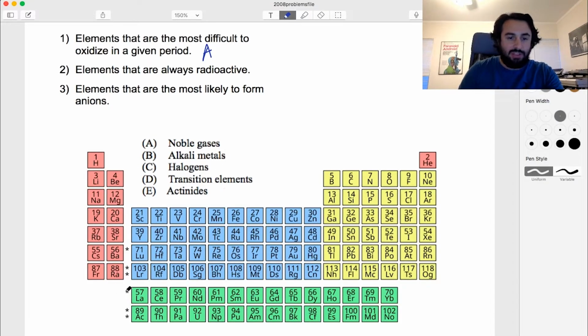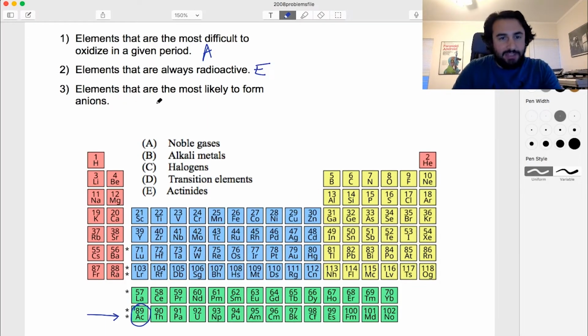So remember, here's the lanthanides and here's the actinides, the ones starting with actinium. So these are atomic number from 89 to 102. These are big. In fact, most of these do not occur in nature. Above uranium or so, these are strictly man-made, synthesized in particle accelerators. And they're so big that they very rapidly decay because they're unstable. So that is definitely going to be E. The actinides are always radioactive.